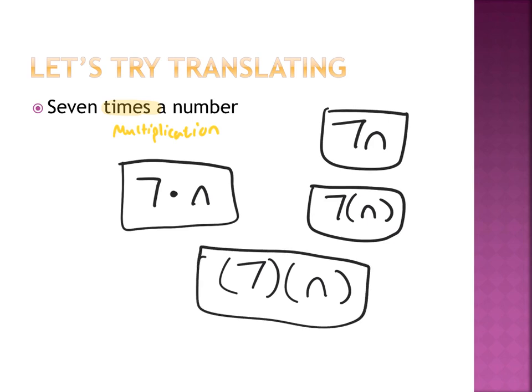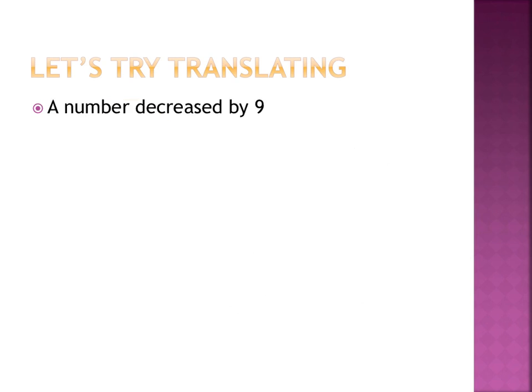All right, but all of those are ways and options to write 7 times a number. Okay, again though, do you have to use the letter N? No, you can use any letter you want. Okay? Everybody good with that? All right, let's keep moving here.